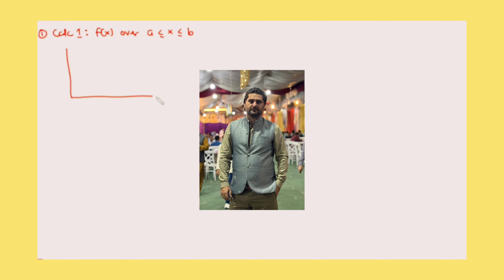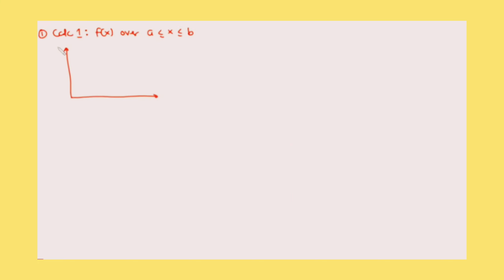So assuming we have the xy plane, this is the y-axis, this is the x-axis, and then we have the function f(x) producing this curve. You are asked to find the area under the curve from a to b, and the area is given by the integral of the function f(x) with respect to x from a to b. This is how to find the area under this curve from a to b.